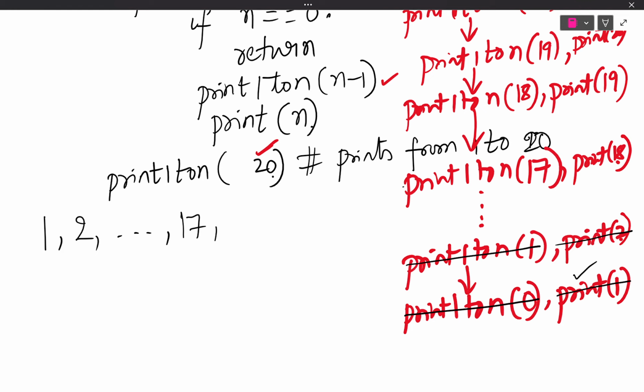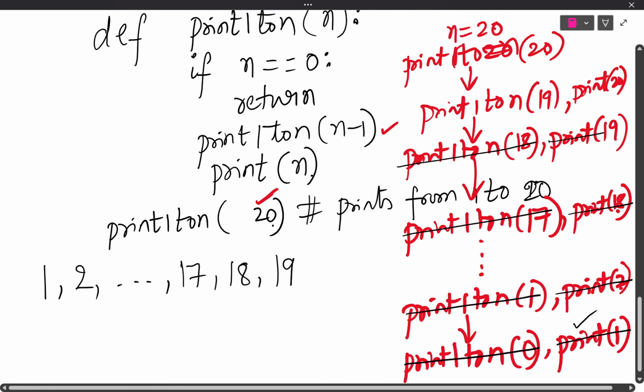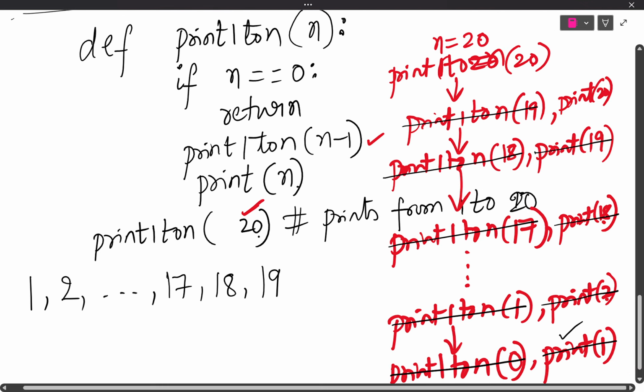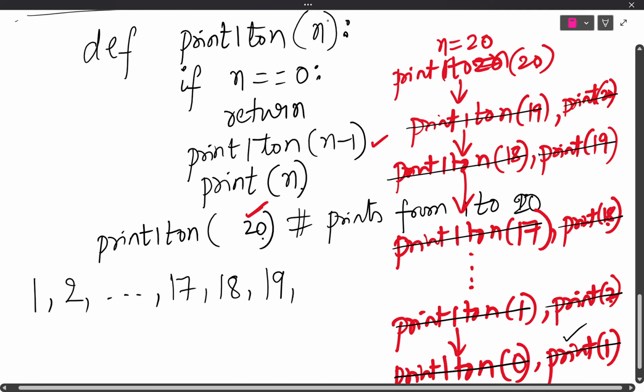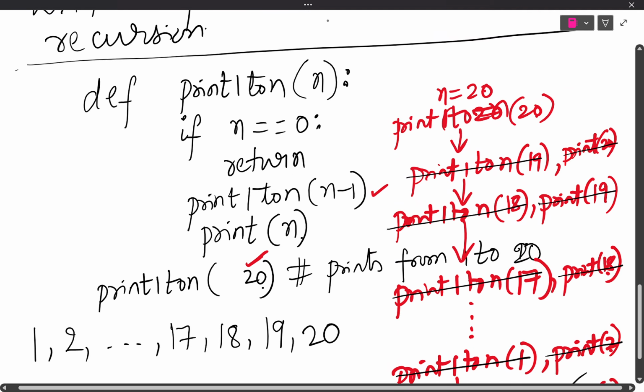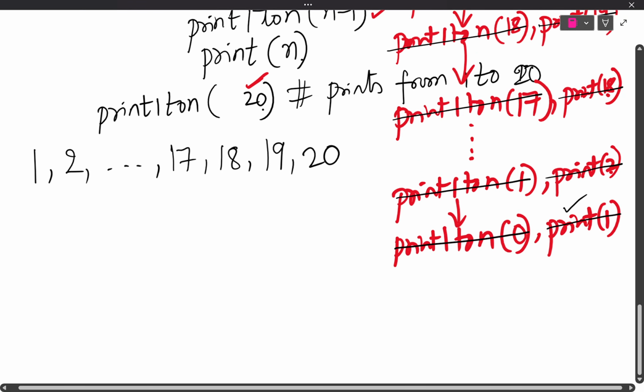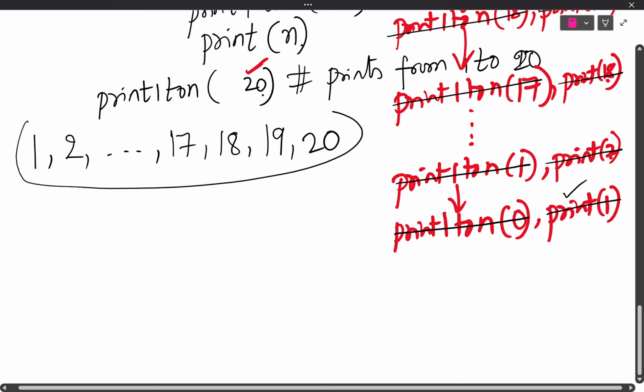Then after this print 18. These two statements are generated from print1ToN(18). That is completely resolved. Then print 19. This is done. These two statements are completely done. These two are generated from print1ToN(19). That is completely resolved. Followed by that, print 20. These two are completely done, and this is completely executed. Now the process is over. So this is how it prints the numbers from 1 to 20.